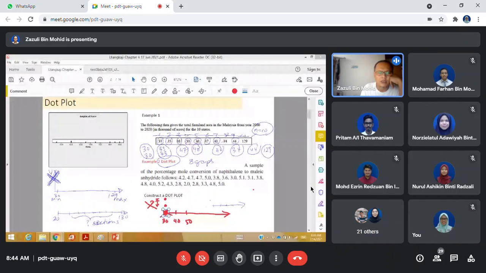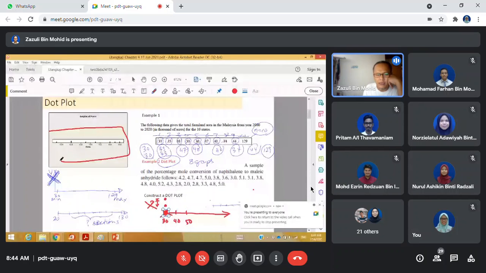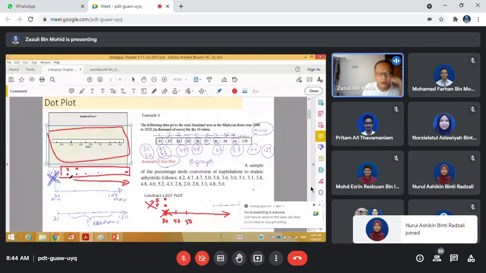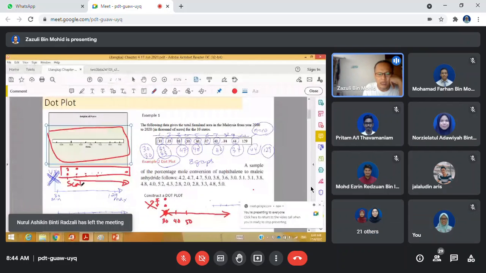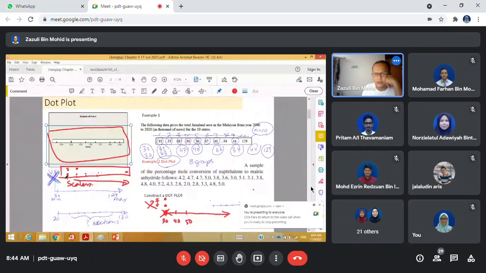This figure here also shows one example of the dot plot. You can make it in a line. You can also make it in a box. Dot, dot, dot, dot, and then we have some more and some more. But the most important thing is that you have the scale. You must put the scale at the bottom of the box. That is what we call a dot plot.